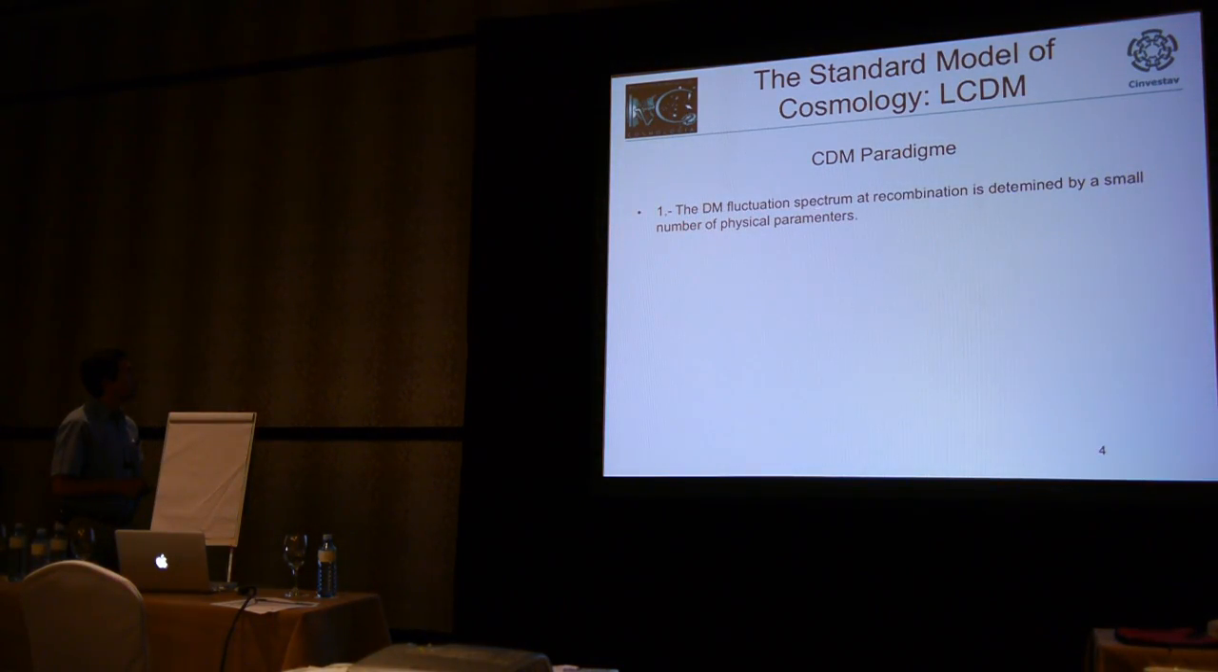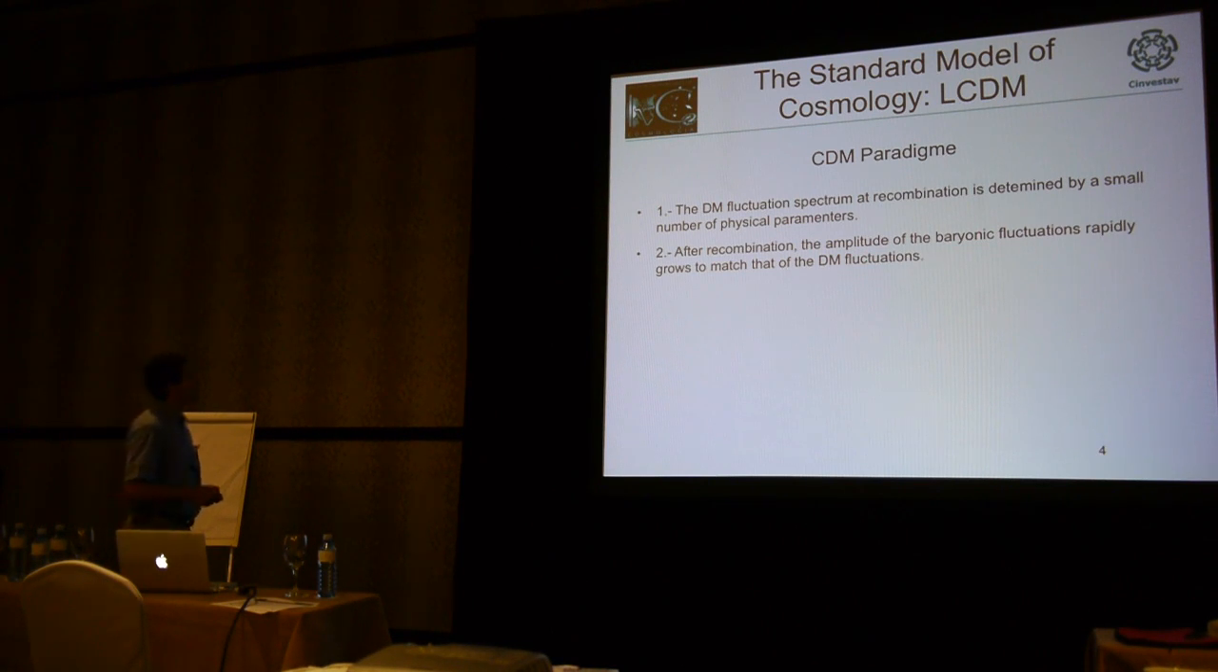The dark matter fluctuation spectrum at recombination is determined by a very small number of physical parameters. They start with very small fluctuations, and these fluctuations will grow during the time of the evolution of the universe with collisions and with mergers. After recombination, the amplitude of the baryonic fluctuations rapidly grows to match that of the dark matter fluctuations. That means the dark matter forms potential wells, and the luminous matter, the baryons, comes into these potential wells and forms the galaxy. That is the idea.